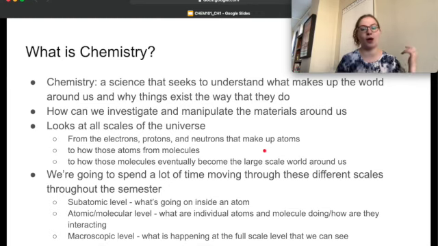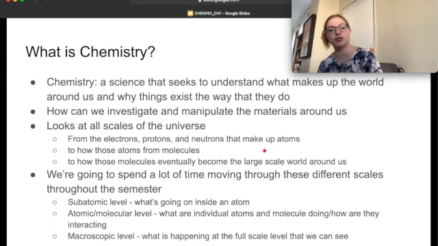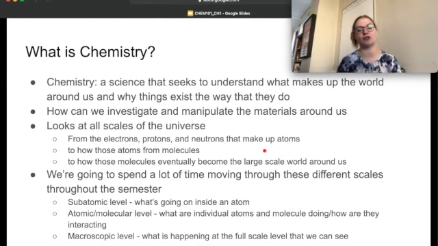We're going to talk about how electrons, protons, and neutrons make up atoms, how these atoms come together to form molecules, and how those molecules eventually become large scale and the world we see around us. What can be tricky about chemistry and hard to wrap your mind around is that we're going to be moving through these different scales throughout the semester. So I've put the names of the 3 different scales that I'm going to be talking about and using quite often.